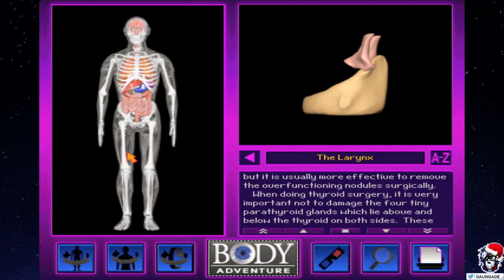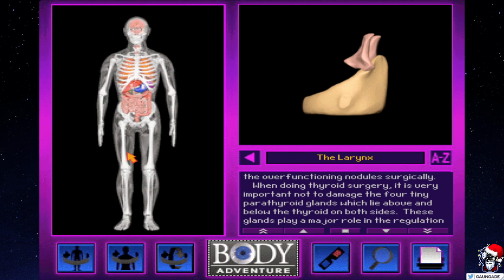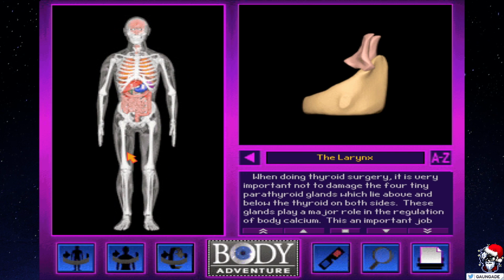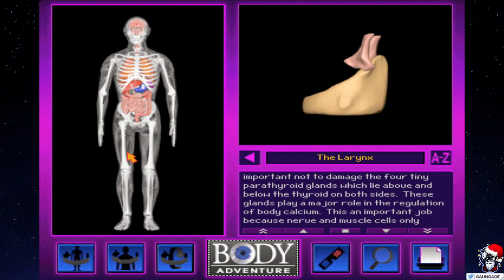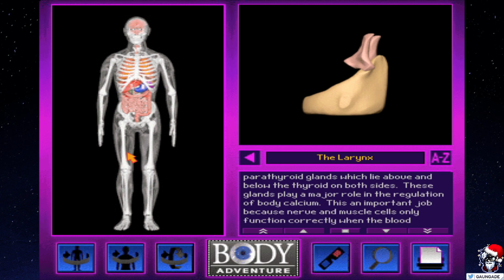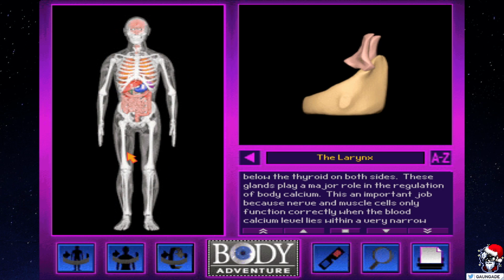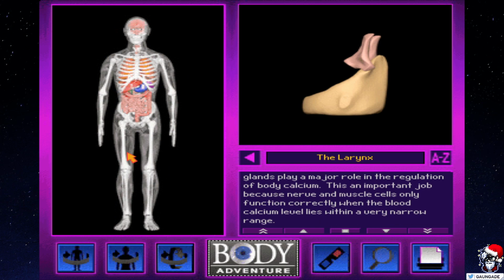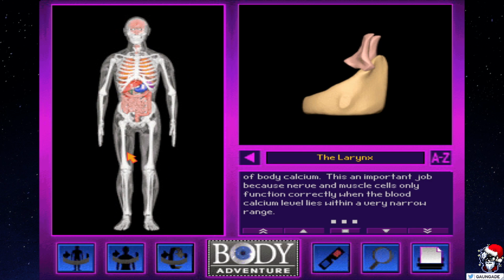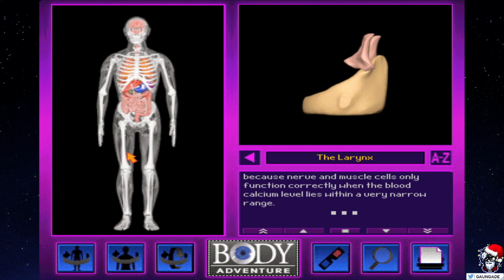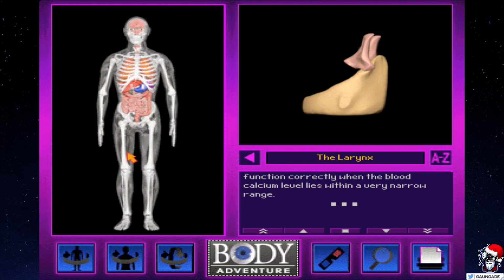When doing thyroid surgery, it is very important not to damage the 4 tiny parathyroid glands which lie above and below the thyroid on both sides. These glands play a major role in the regulation of body calcium. This is an important job because nerve and muscle cells only function correctly when the blood calcium level lies within a very narrow range. Make sure not to damage those.